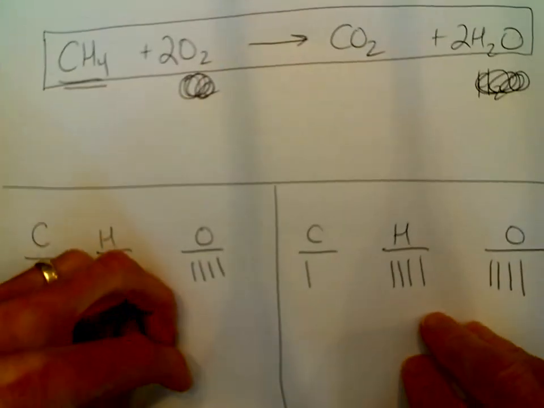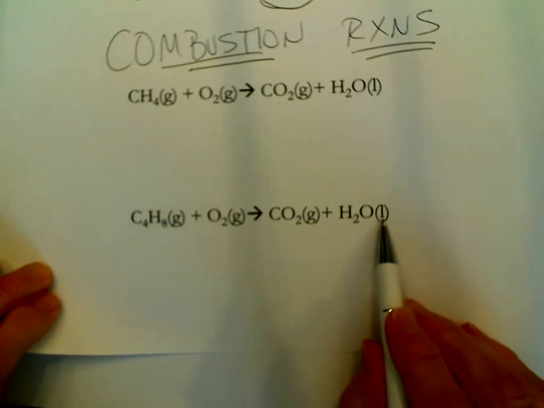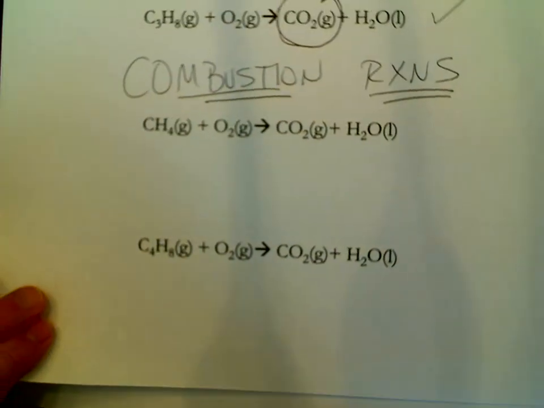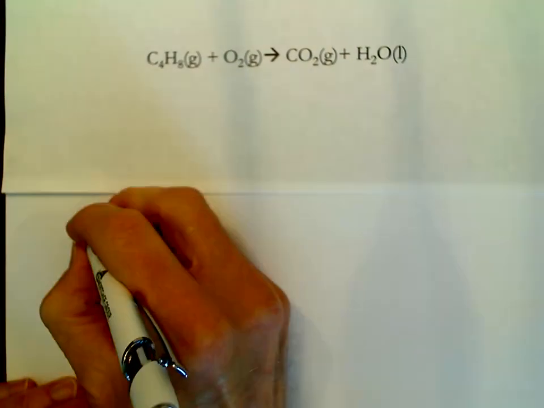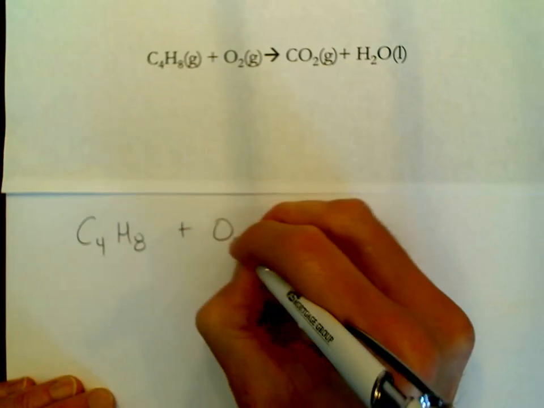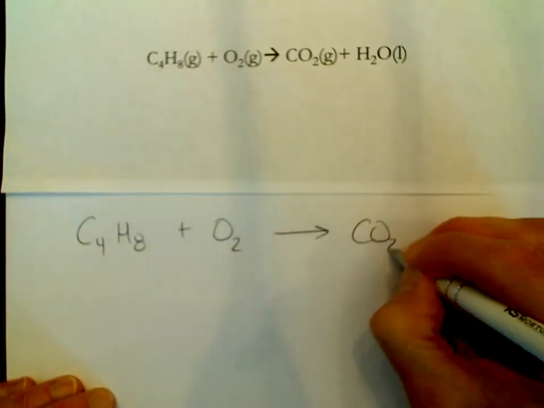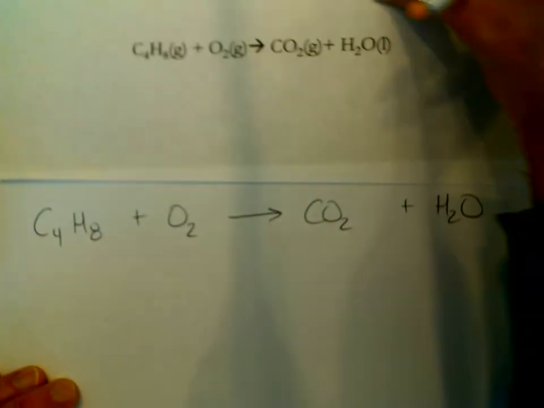Last one. We're going to do the combustion of butane. This is a compound that's used in lighters. So let's look at this. Combustion of butane. I have to write this up here because, all right, let's see here. We've got to go C4H8 plus O2 is going to go to CO2 and H2O. That's what we got to balance.